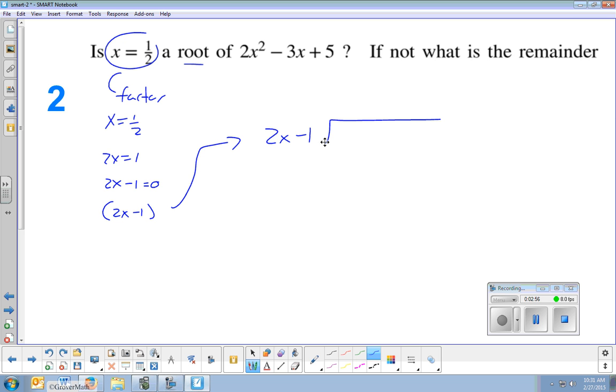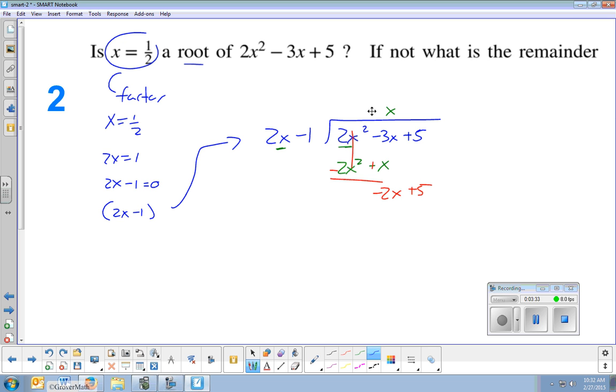So 2x minus 1 is the divisor. The dividend, 2x squared minus 3x plus 5. And let's determine the quotient and remainder. So 2x squared divided by 2x is simply x. There's your division. Distribute x times 2x minus 1, 2x squared minus x. We divided, we distributed. Now we change signs of the bottom row, and we combine. Eliminates, which is a must. Negative 2x, bring down plus 5.